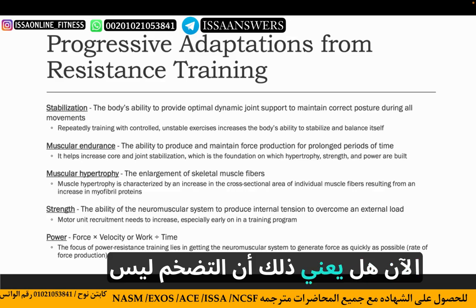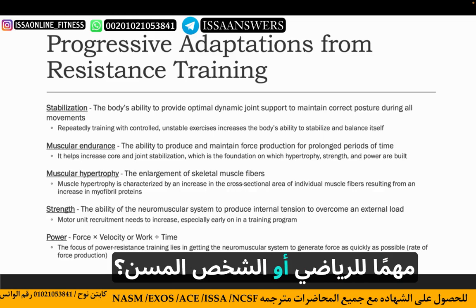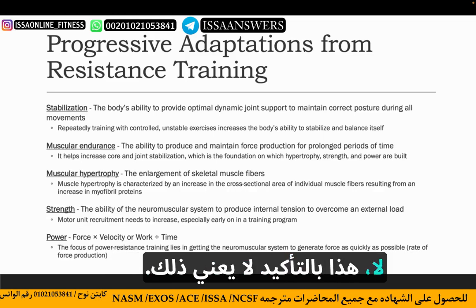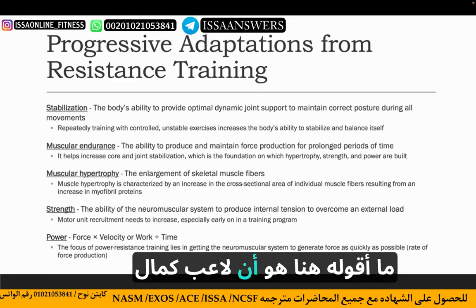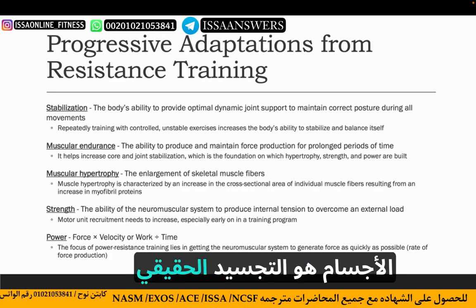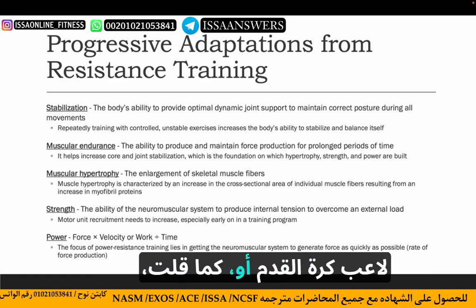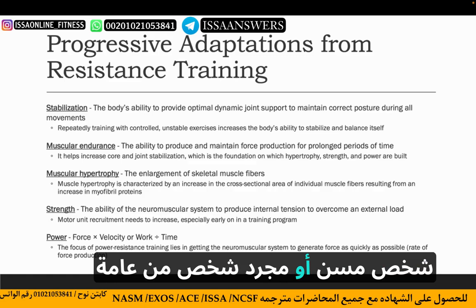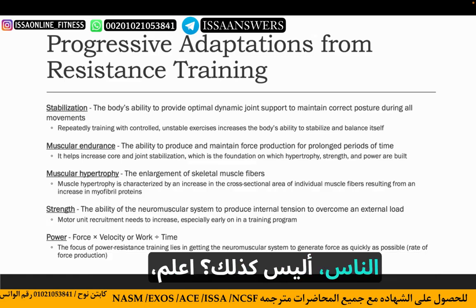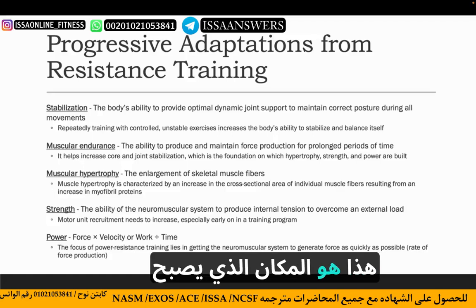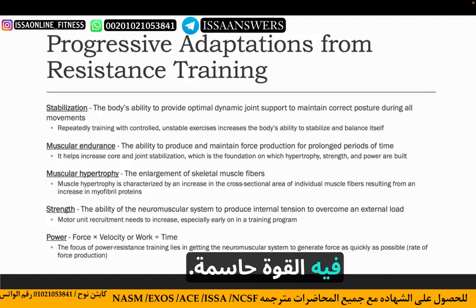Now, does that mean that hypertrophy isn't important for an athlete or an elderly person? No, that definitely doesn't mean that. What I'm saying here is that a bodybuilder is a true epitome of what hypertrophy is about, but we don't undervalue that for somebody like a football player, or like I said, a senior, or just a general population person. So that's where it becomes critical.